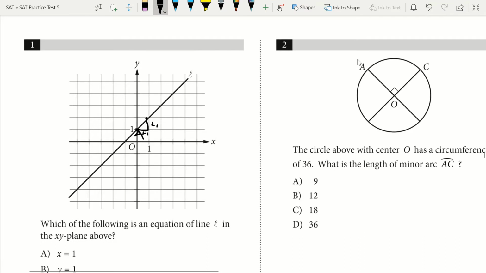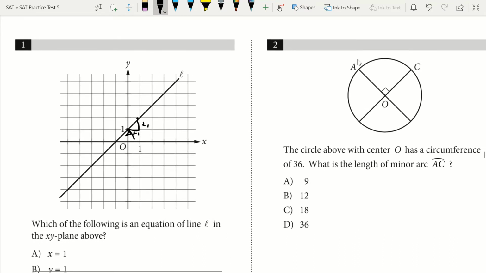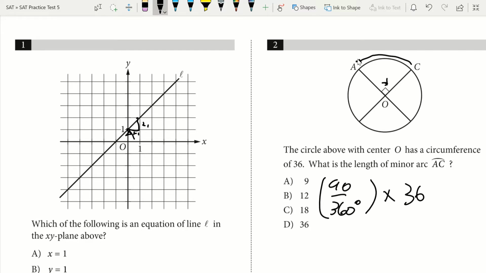Question 2. The circle above with center O has a circumference of 36. What is the length of minor arc AC? Well, that's going to be from here to here. I see I have a 90-degree angle here. So that 90-degree angle over the 360-degree angle in total is going to be 1/4, and then I multiply that by my circumference of 36. I see this can be simplified to 9 over 36 times 36. The 36s will cancel, and I'll be left with 9. So my answer is going to be A, 9.